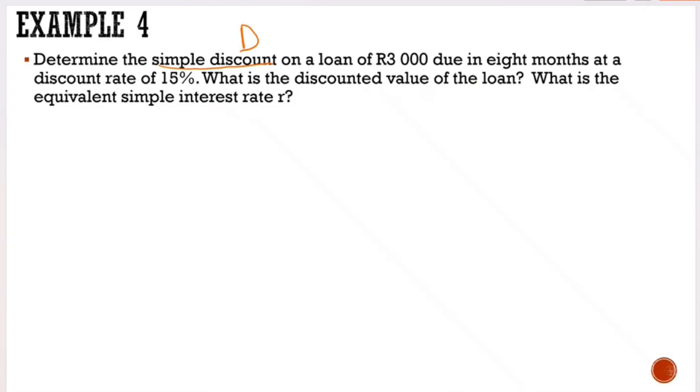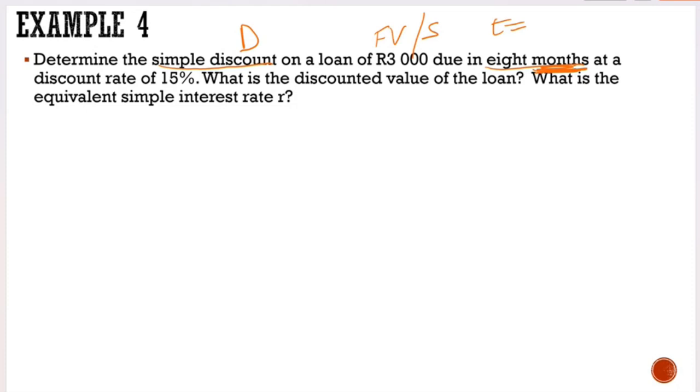Okay, this is a loan. Remember, a discount is calculated on a future value. So now this is your future value, or S. This is due in 8 months. Your T here is 8 months, and you need to convert this to become annual.